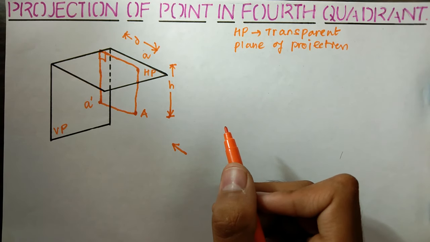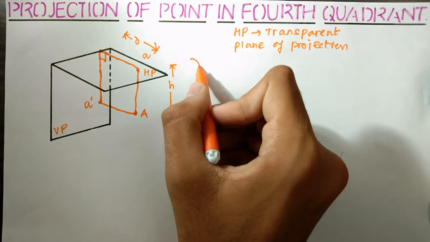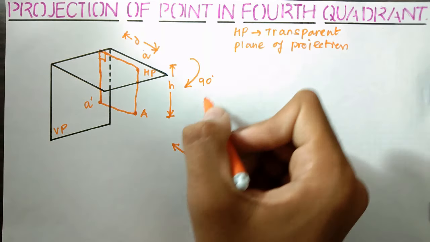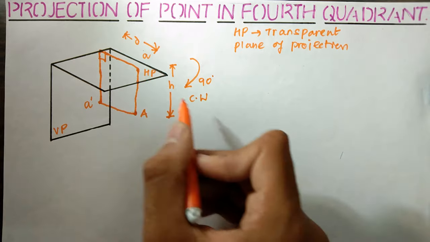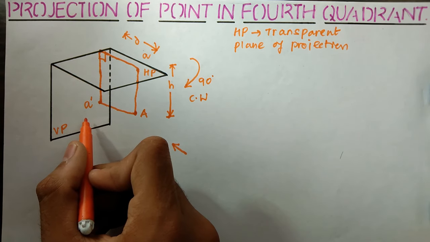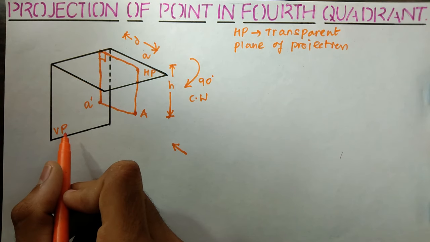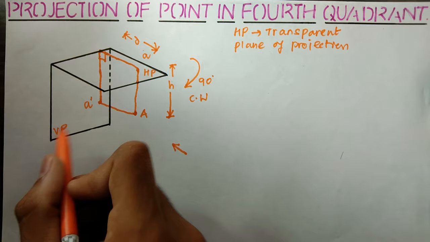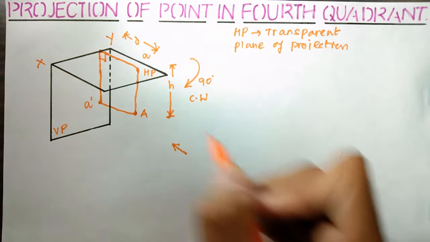Now another important step is to rotate this horizontal plane by 90 degrees in the clockwise direction. When a horizontal plane is rotated in the clockwise direction by 90 degrees, it coincides with the vertical plane. Hence, in the fourth quadrant, both the horizontal plane as well as the vertical plane lie below the reference line xy. This is the reference line xy.